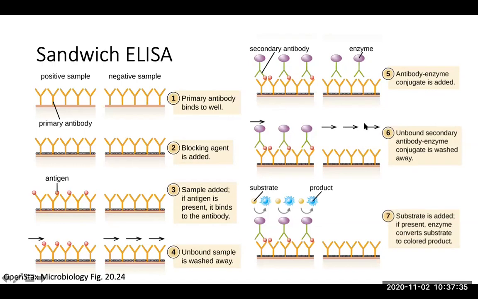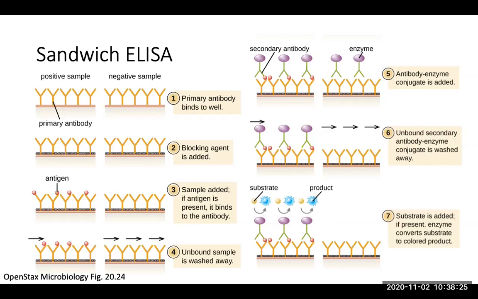Then any unbound secondary antibody gets washed away during a wash step. And then the next step will be to add the substrate for that enzyme. The substrate is added, and if it's present, then the enzyme converts the substrate to the colored product. In the Labster, you'll also use sulfuric acid as a stop reagent to stop this reaction. So if you just want a qualitative yes or no answer, you would look for the presence or absence of color at the end of this ELISA.